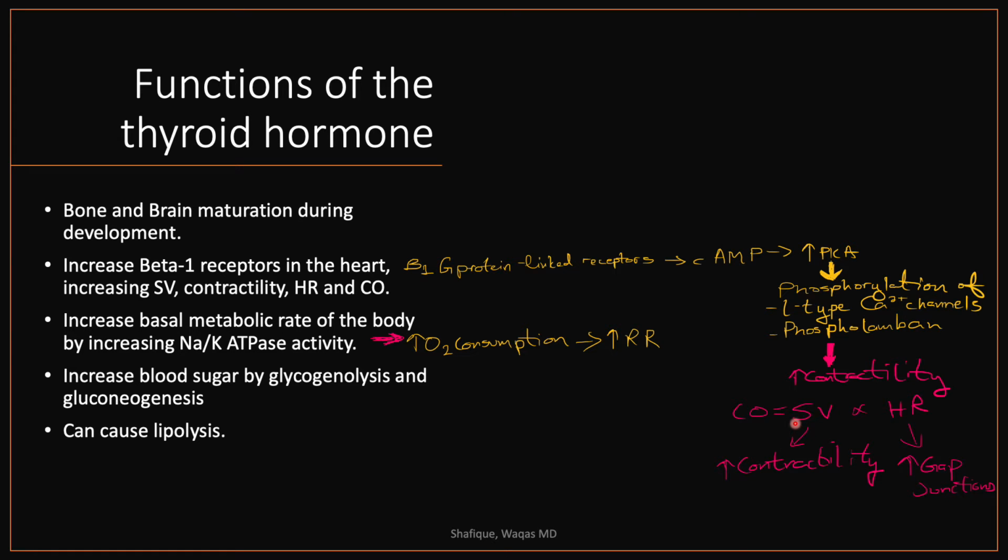Increased stroke volume is going to cause increased cardiac output, and increased heart rate, which can also occur due to thyroid hormone by increased gap junctions, which cause decreased time for action potential propagation, can increase your cardiac output. The basal metabolic rate is increased by increased expression and increased activity of the sodium potassium ATPase pumps. Thyroid hormone also increases your blood sugar by glycogenolysis and gluconeogenesis, and it can also cause lipolysis.